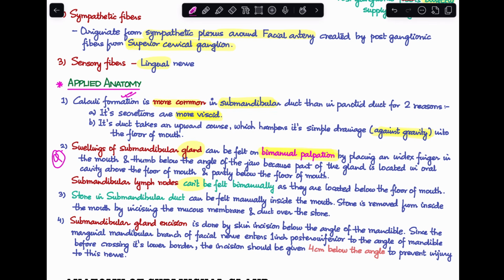Next, if a stone does form in the submandibular duct, this can also be felt manually inside the mouth.